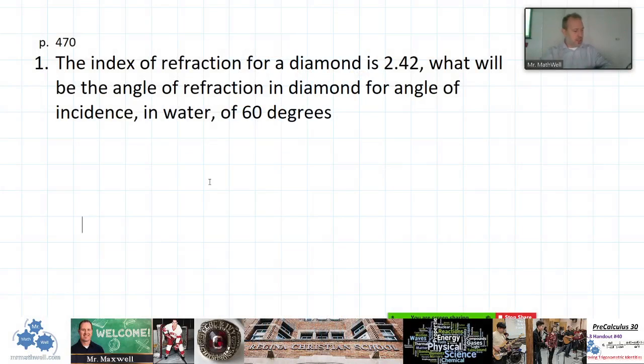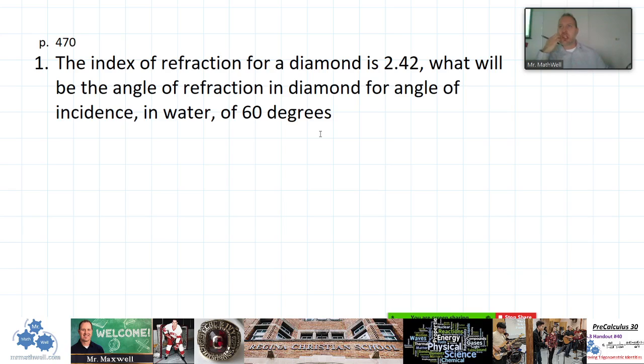All right, so we're talking about Snell's general equation here now, and let's do question number 1 on page 470 of your Heath Physics text. It says this: the index of refraction for a diamond is 2.42. We know that from our charts. What will be the angle of refraction in diamond for an angle of incidence in water of 60 degrees?